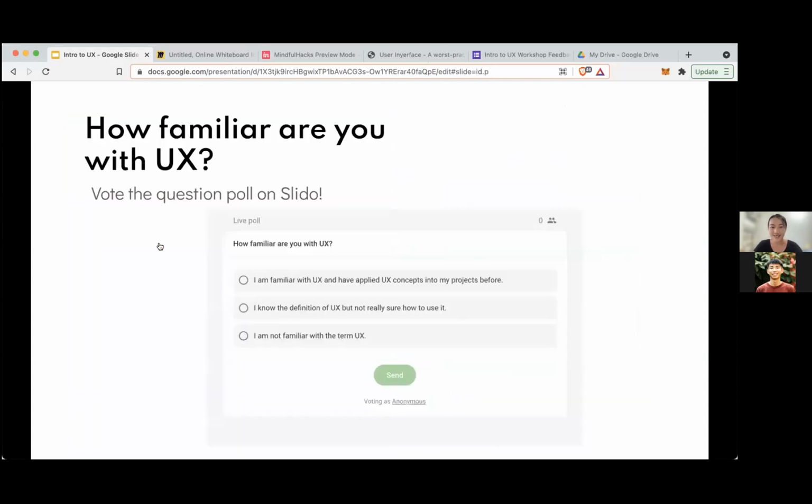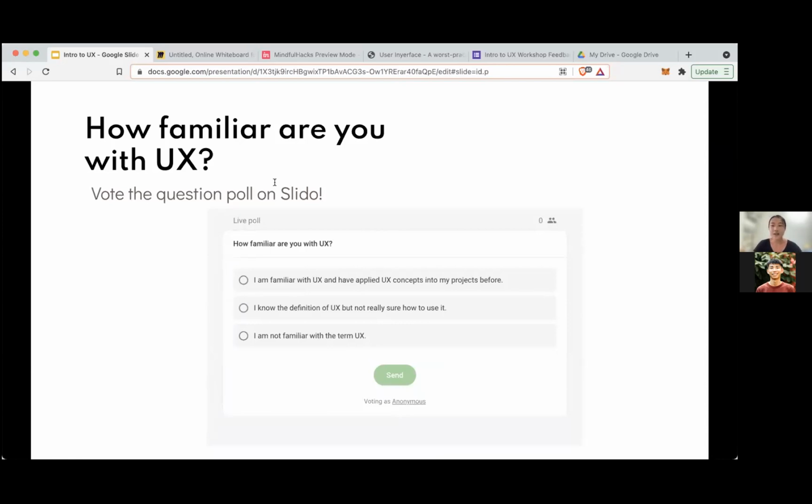All right. So first, before we begin, I want to ask how many of you are familiar with UX? Now you will see on the Slido page, there should be a poll. Can you please choose your option? First option is I'm familiar with UX, but I haven't applied UX concepts into my project. Second is I know UX, but I haven't really used it in my project. And third is I'm not familiar with UX. Okay, cool. I see that a lot of you don't know the term UX, and most of you have heard UX, but don't know how to use it.